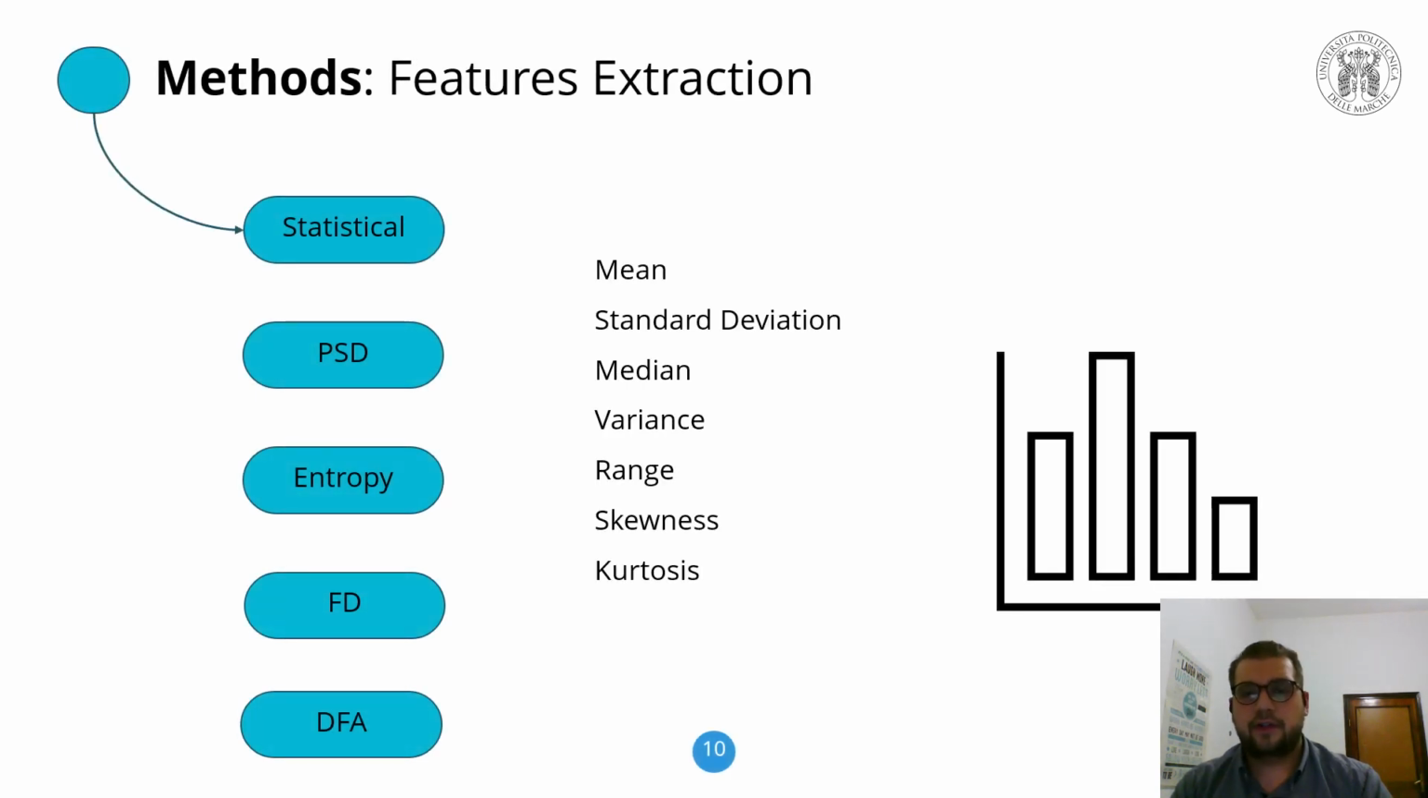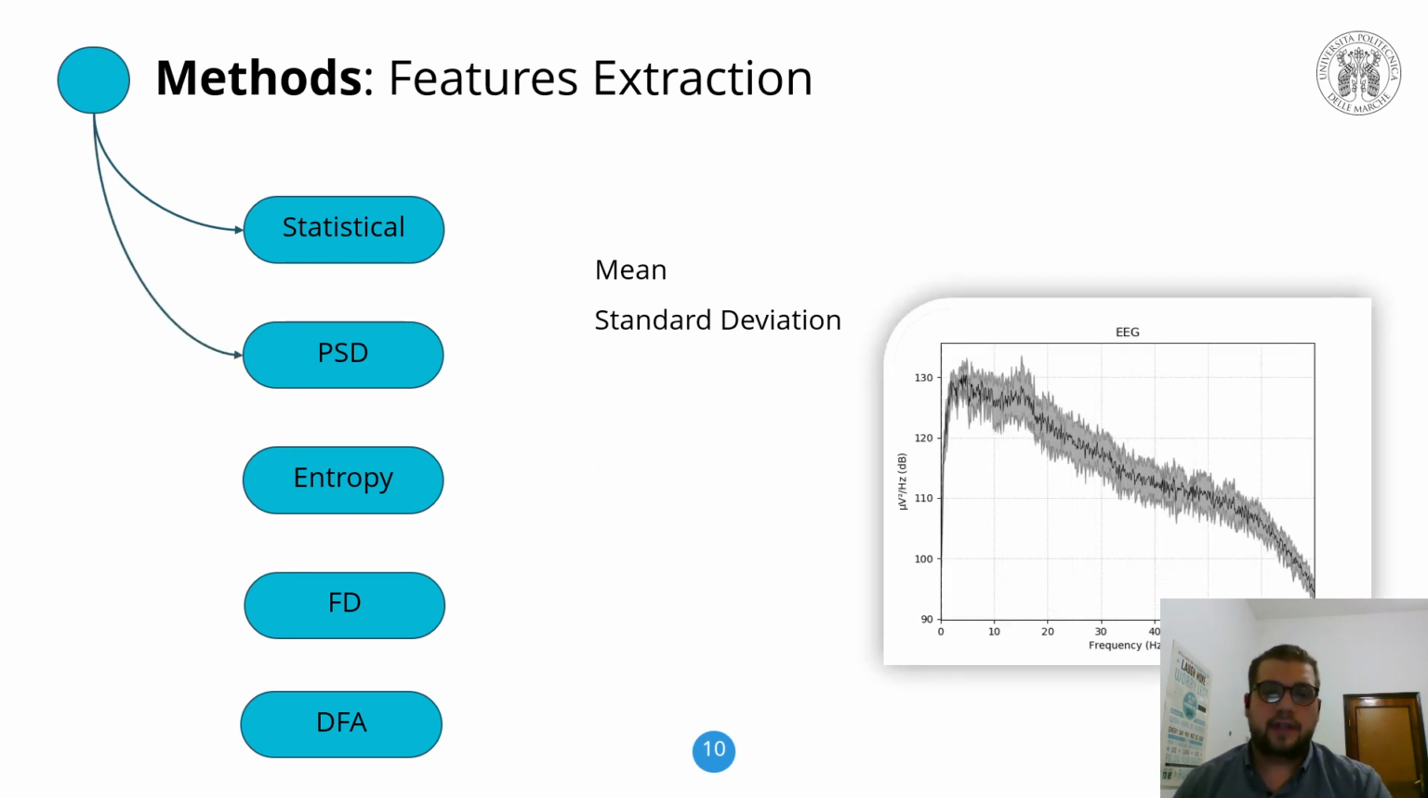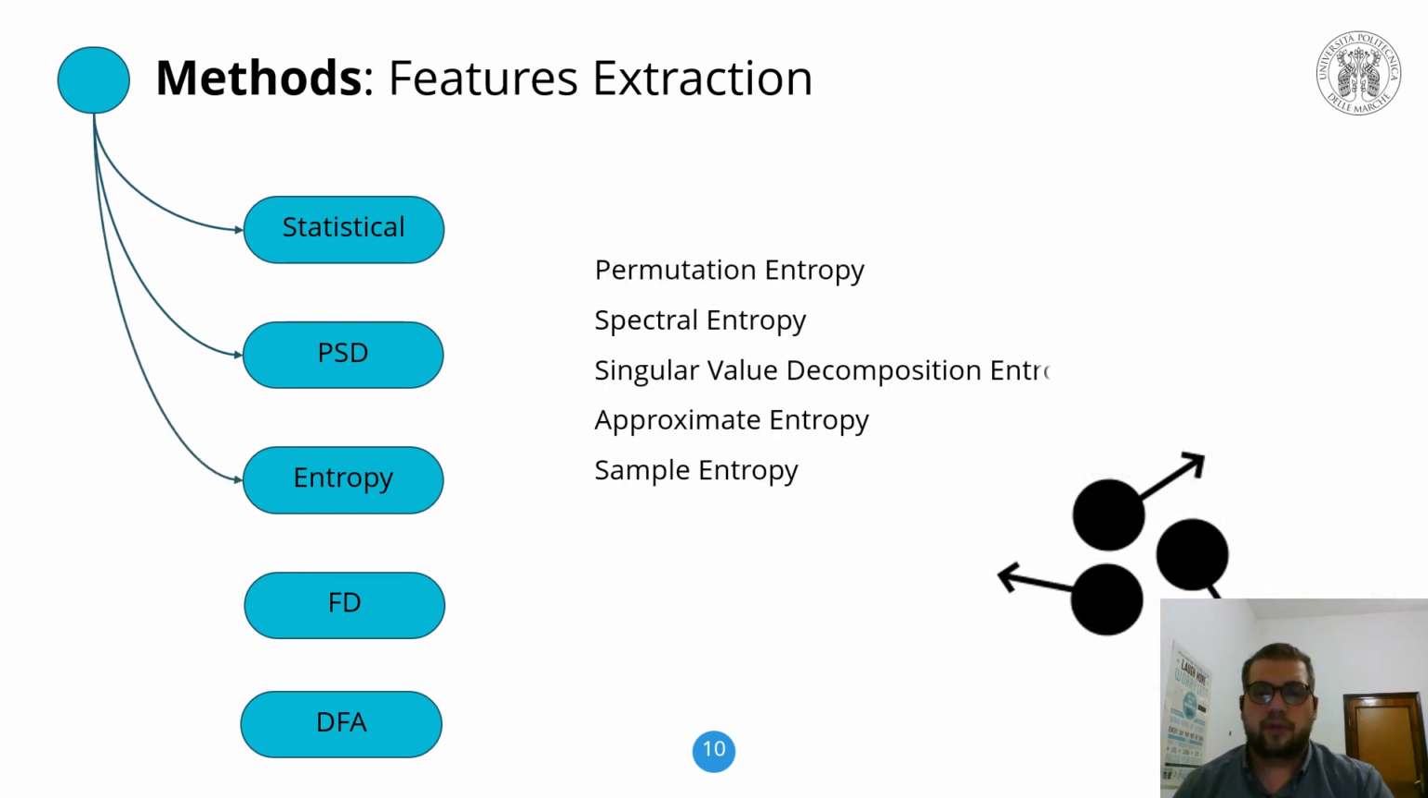Extract the features that represent the EEG signals. We extracted features from 5 classes, starting from statistical features, moving on to extract features related to the power spectral density. The next class is features related to entropy, like permutation entropy, spectral entropy, the singular value decomposition entropy, approximate entropy, and sample entropy.